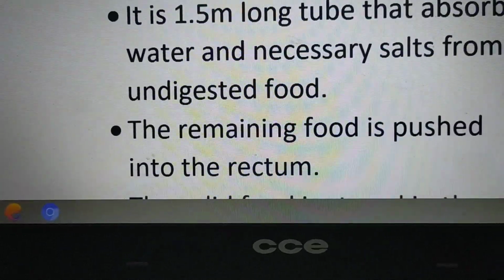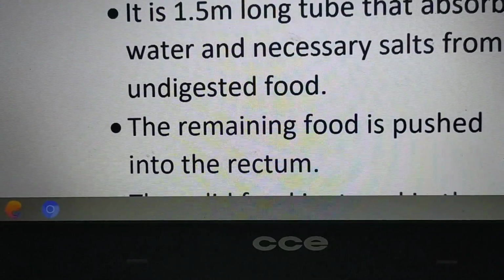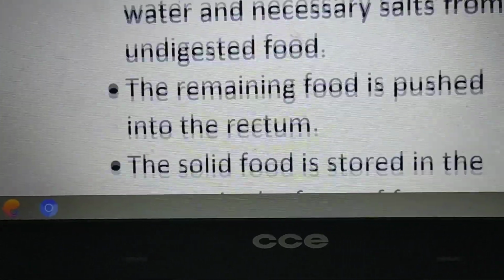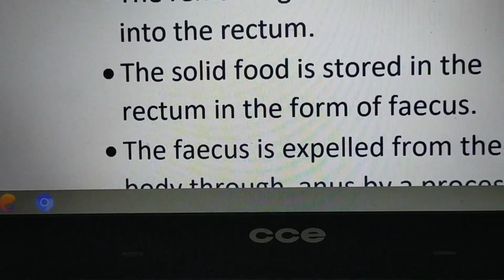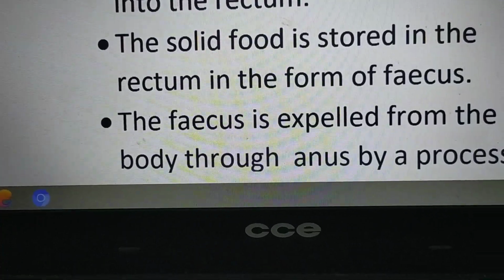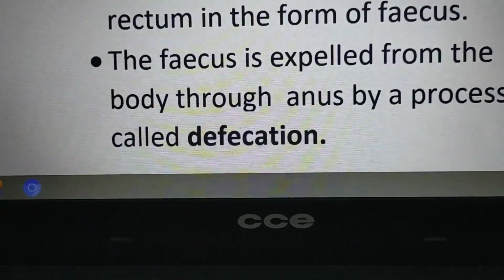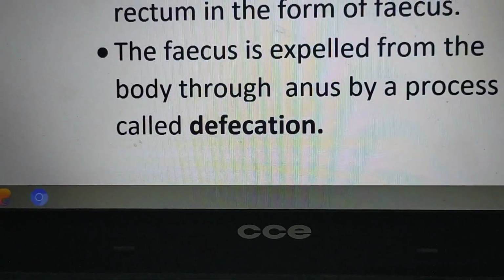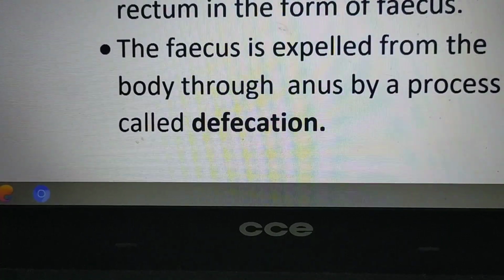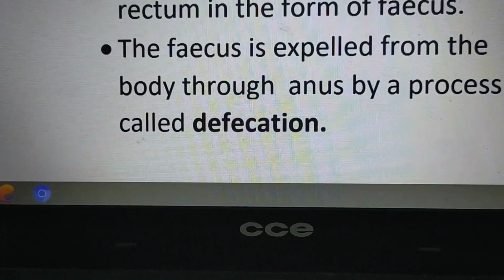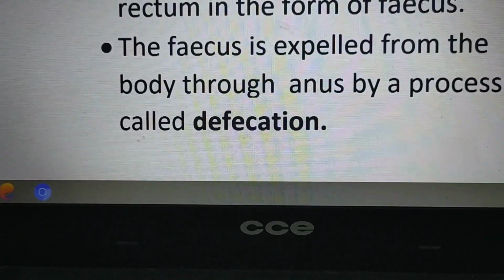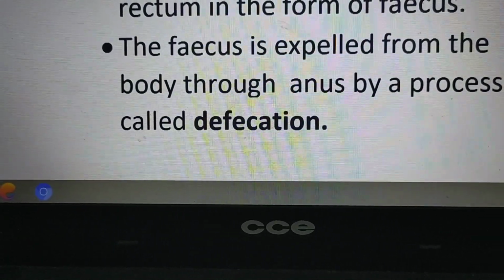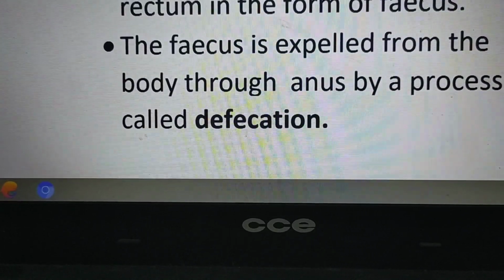That feces, the remaining food, is pushed into the rectum, where the solid waste is stored in the form of feces, and then feces is expelled from the body through the anus by a process called defecation, or as we have said, egestion. Egestion was the part we have discussed before also. There are 5 important steps of nutrition: ingestion, digestion, absorption, assimilation, and egestion.